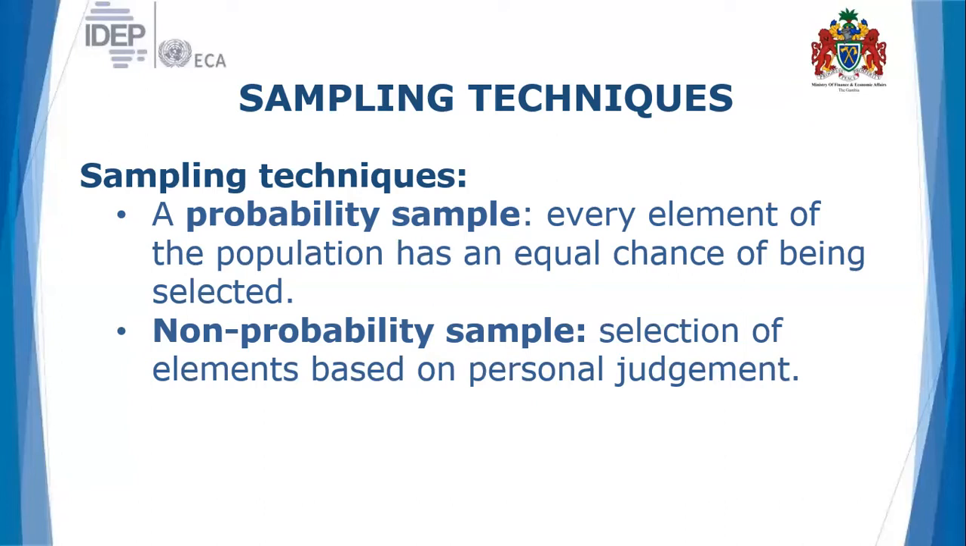So as you might already have been thinking, what's the difference between the two? In the first one, probability sampling, there is equal probability or chance of being included in a sample across the elements. Whereas in non-probability sampling, equal chance is not guaranteed.